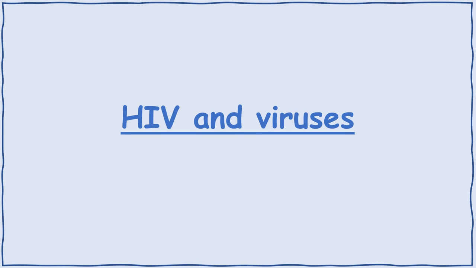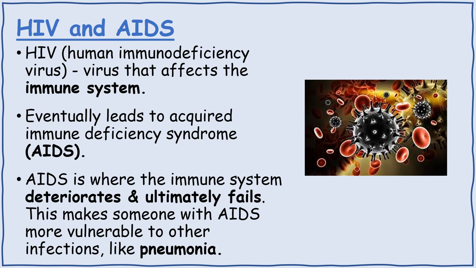HIV and viruses. HIV and AIDS. HIV, or human immunodeficiency virus, is a virus that affects the immune system. It eventually leads to acquired immunodeficiency syndrome, or AIDS. AIDS is where the immune system deteriorates and ultimately fails. This makes someone with AIDS more vulnerable to other infections like pneumonia.